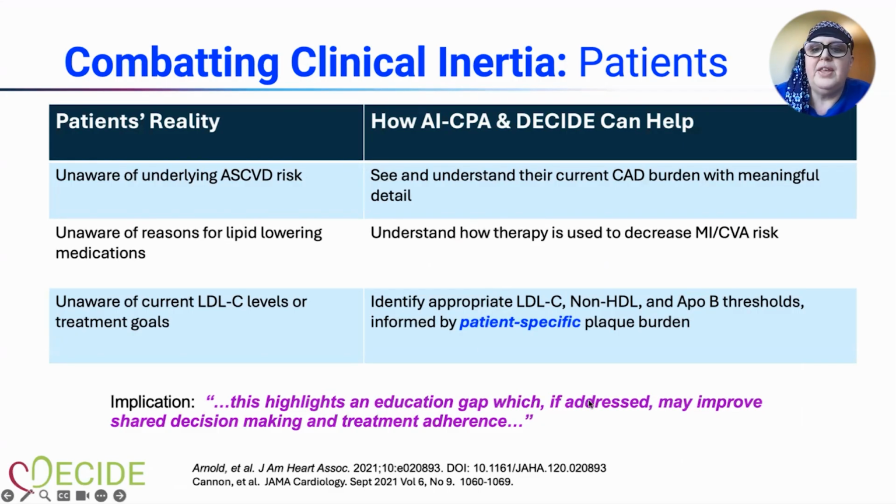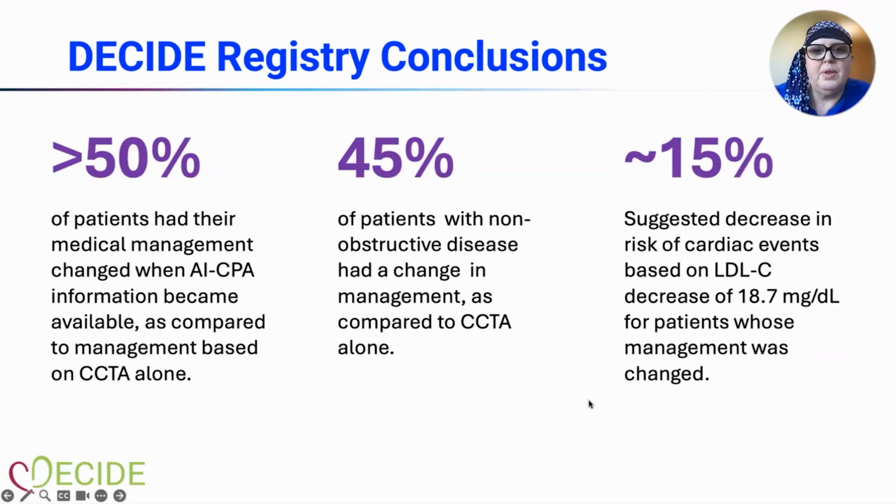And we can see how these types of analysis could help downstream. So when we look at the DECIDE registry, what did we find? We found that more than 50% had a change in their medical management. 45% of the patients with non-obstructive disease had a change in management. I remember I said a third of those patients from one study were not even on a statin at all. Downstream, we would expect about a 15% decrease in risk of cardiac events based upon that LDL reduction and the lipid lowering trials. We will collect our data going forward for our own outcomes for the DECIDE registry, but this is how that was calculated.